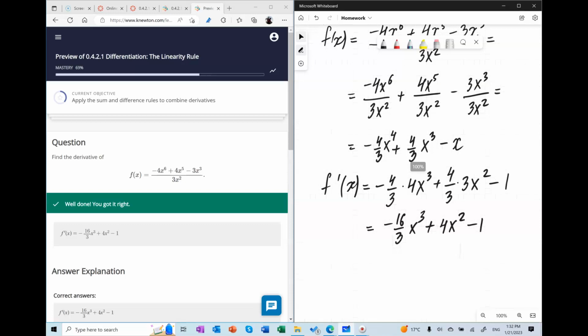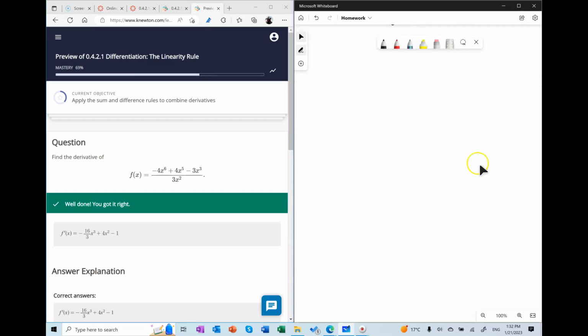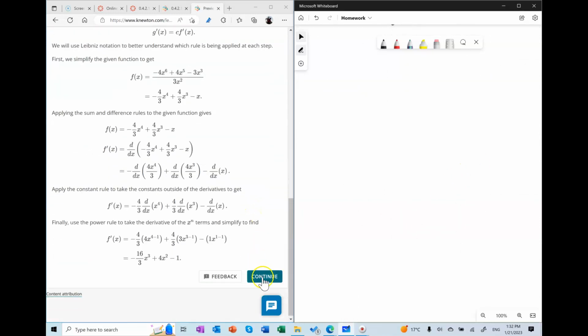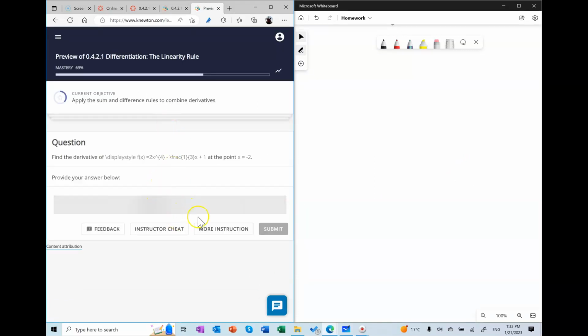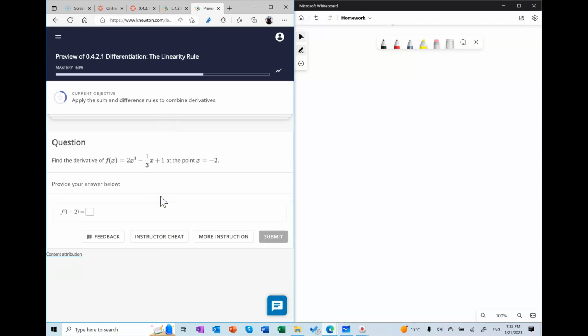So let's move that out of the way. Now, finding a derivative at a point consists of two steps. Step 1 is we find the derivative, and step 2, we evaluate the derivative at a point. So in our case, we're going to find the derivative first.